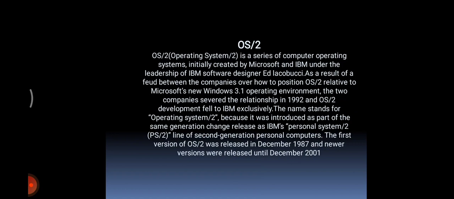The name stands for Operating System 2 because it was introduced as part of the same generation change release as IBM's Personal System 2, PS/2, line of second generation personal computers. The first version of OS/2 was released in December 1987 and newer versions were released until December 2001.